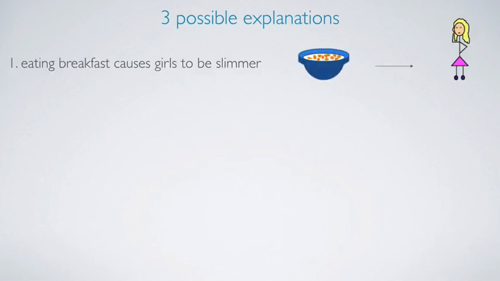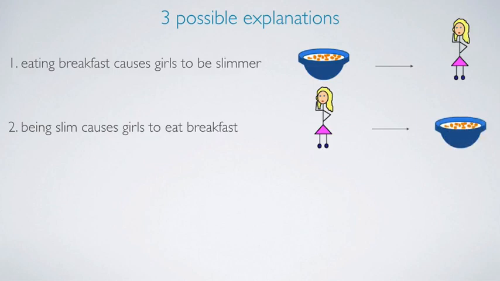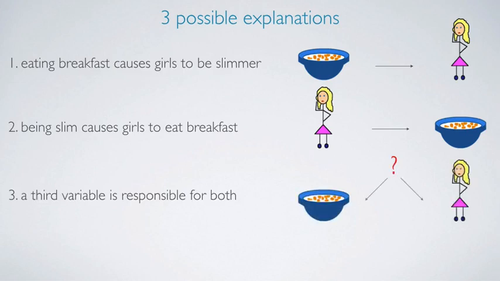But there are actually 3 possible explanations here. 1. Eating breakfast does indeed cause girls to be slimmer. 2. Being slim might cause girls to eat breakfast, so the relationship could be reversed. 3. There may be a third variable that is responsible for both being slim and eating breakfast. For example, generally being health conscious might result in being slim, as well as starting the day off with breakfast.